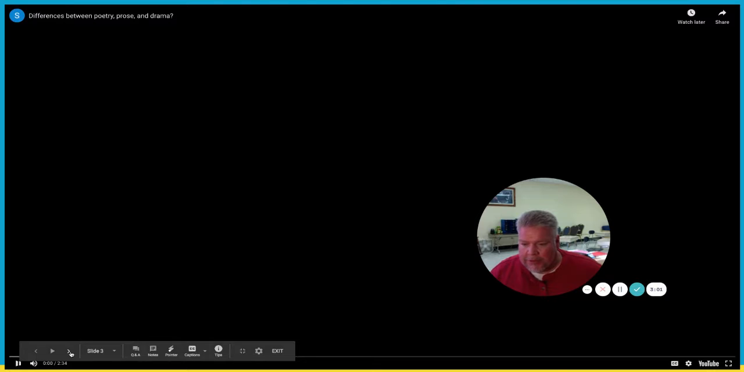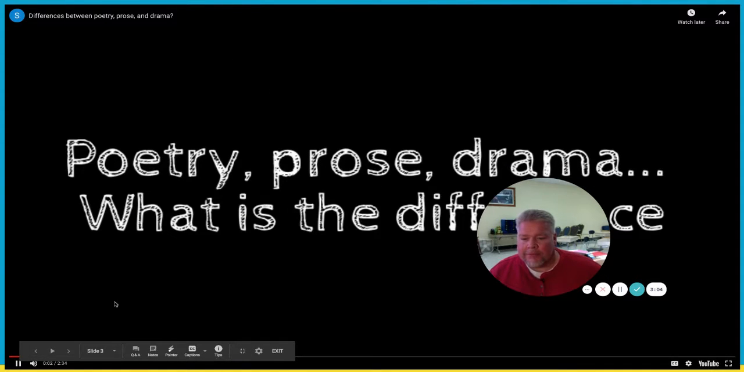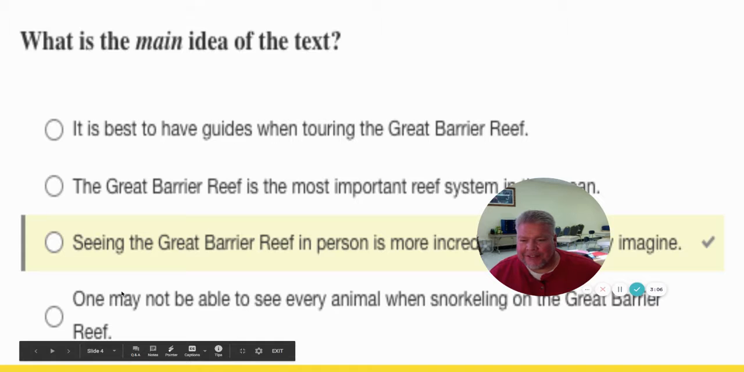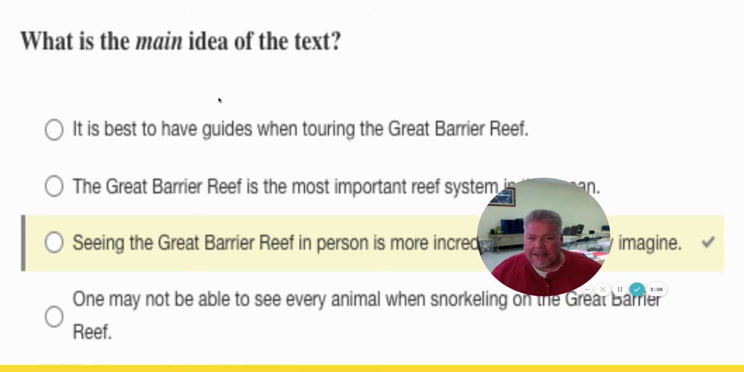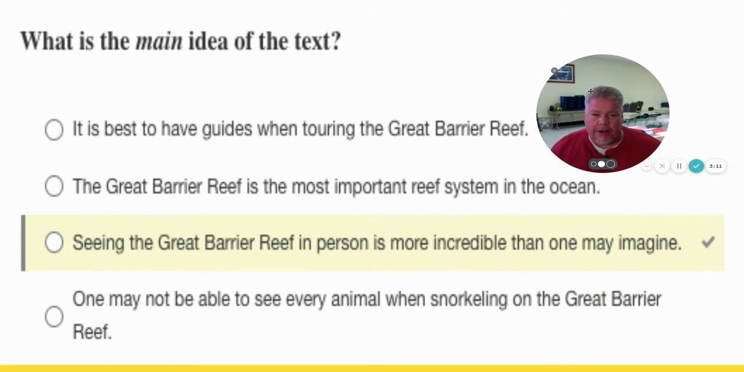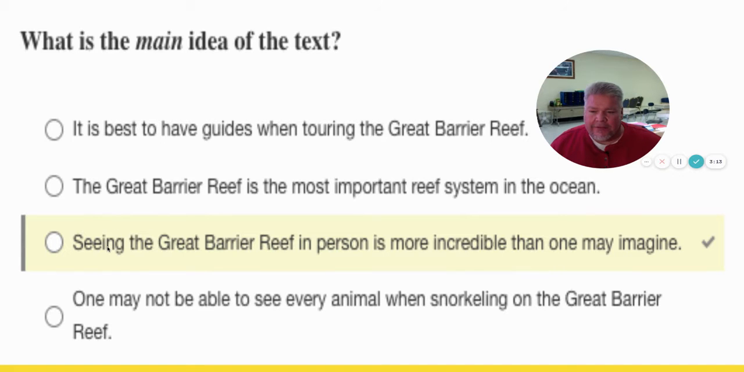Well, we want to skip that one. Okay. Poetry, prose, hang on a second. Drama. There we go. The main idea of that text about the Great Barrier Reef. The question, the main idea was seeing the Great Barrier Reef in person is more incredible than one may imagine. And so you have to read the whole text. That's the key. You've got to read the whole text and try to think, what is the author trying to tell us? Look at the title of the text. Great Barrier Reef. That's the title. Look at the pictures in it.